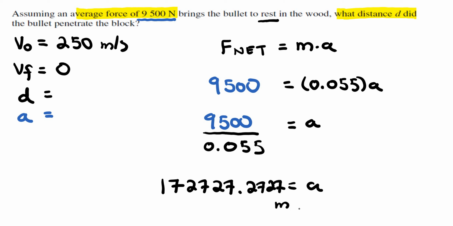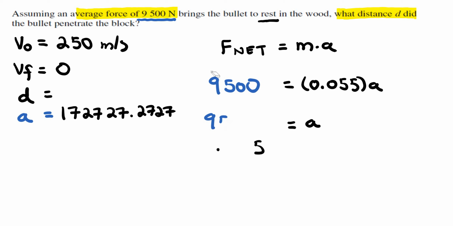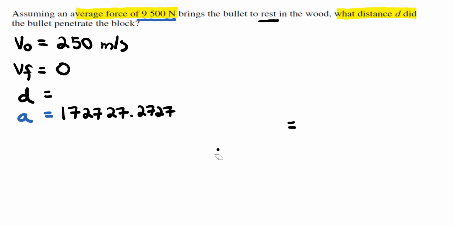172727.2727 meters per second squared. Okay, so that's the acceleration of the bullet there. And if I transfer that number over here, 172727.2727 meters per second squared, we can use that number now to find the distance traveled by the bullet.